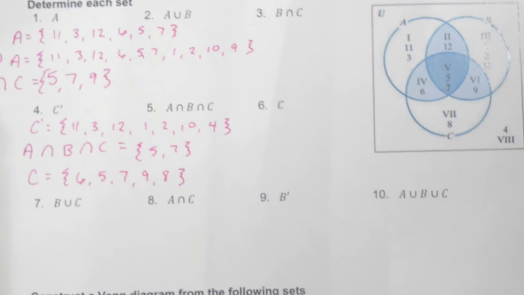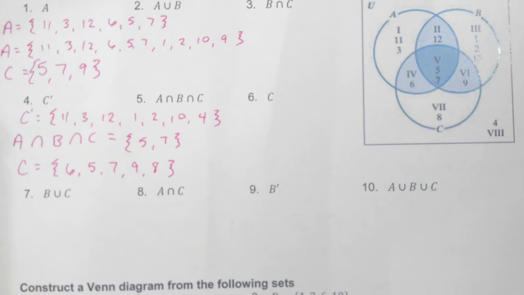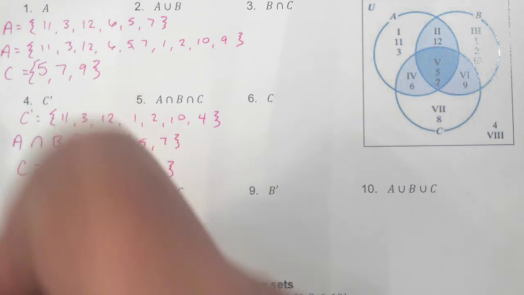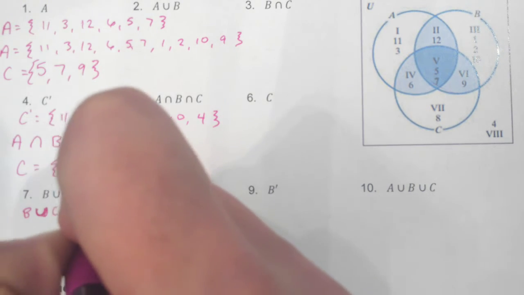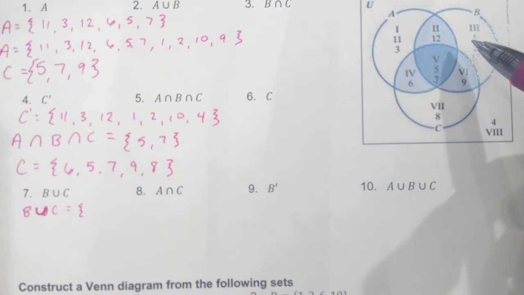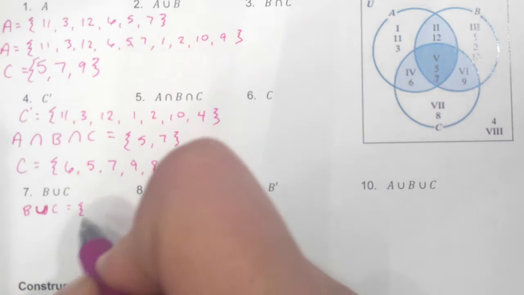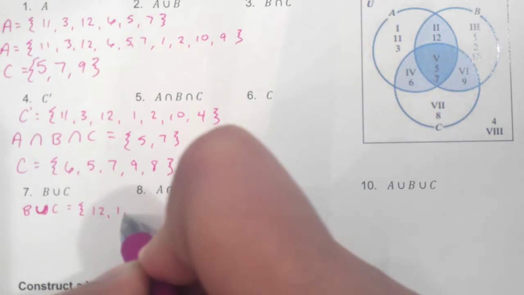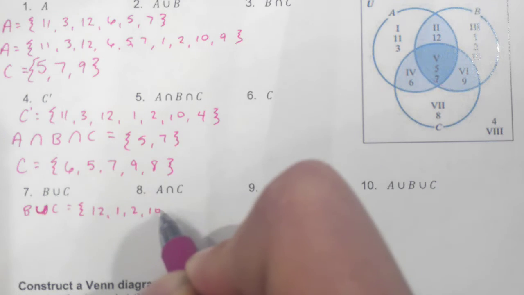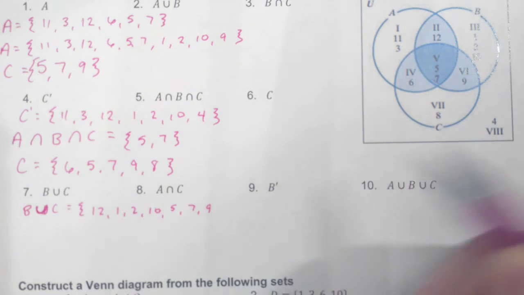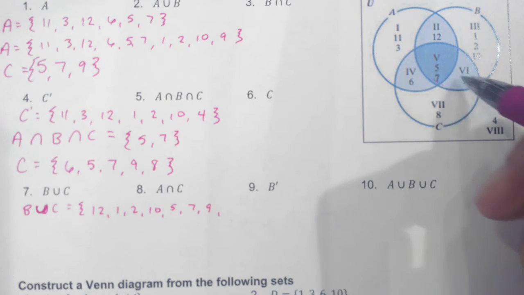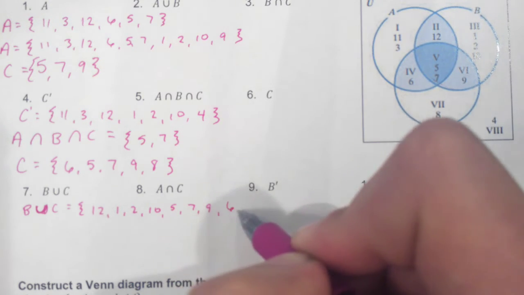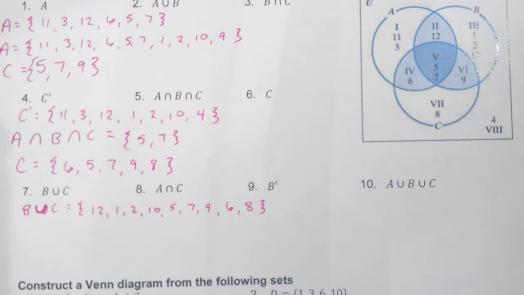Okay, do you want to pause the video here? Try 7 through 10. That would be good. See how you do. Okay, first up is the union of B and C. So that means, again, everything in B and everything in C. List it all out. So 12, 1, 2, 10, 5, 7, and 9. Those are everything in B. And then what's additional in C? I've already got the 5, 7, and 9. The only thing extra is the 6 and the 8.